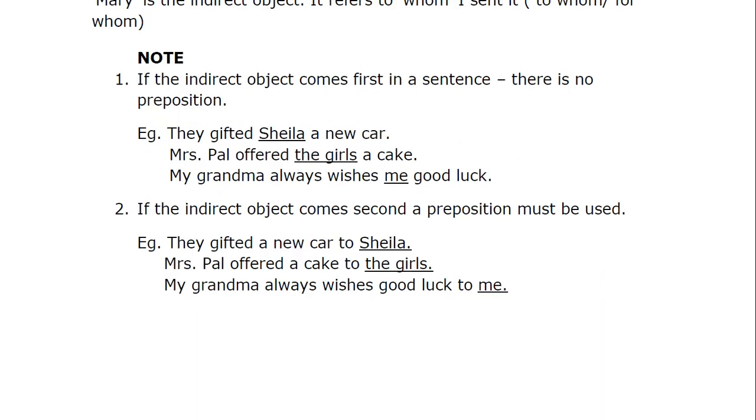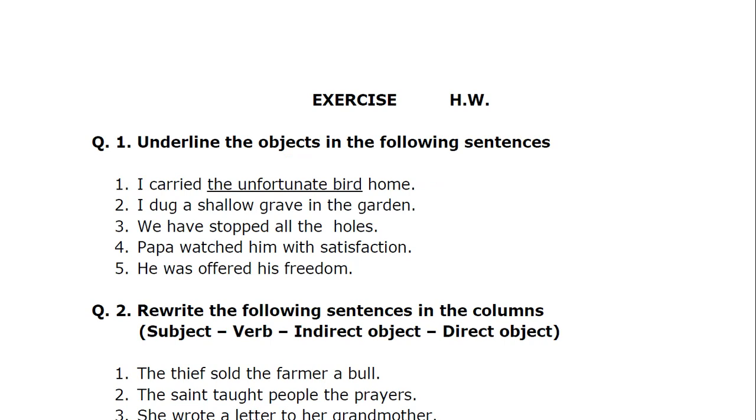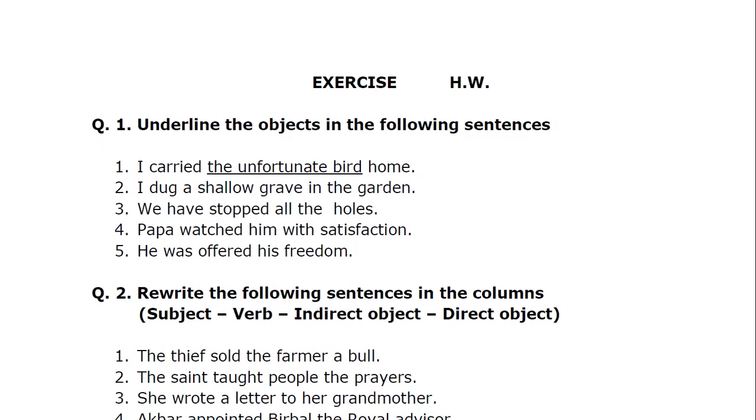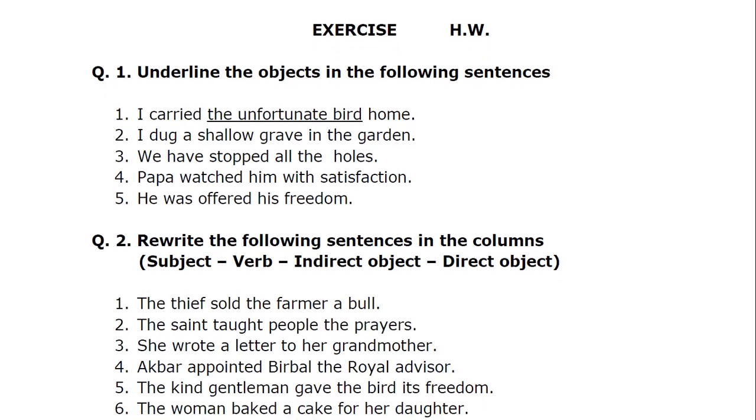Okay, let's now go down to the exercise. I will tell you how to do a few. I have done a few, so you can just see how to do it. Underline the objects in the following sentences. See, the first one is done for you. I carried the unfortunate bird. Now, what did you carry? The unfortunate bird. So that will be your object. I dug. What did you dig? You will underline that. A shallow grave in the garden.